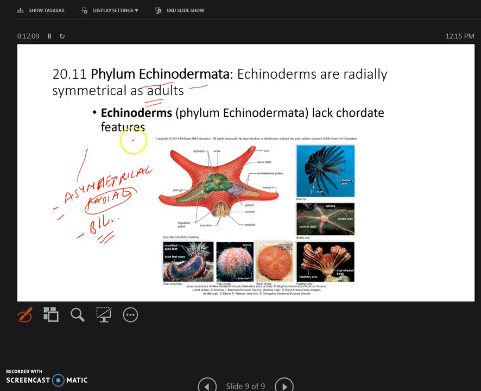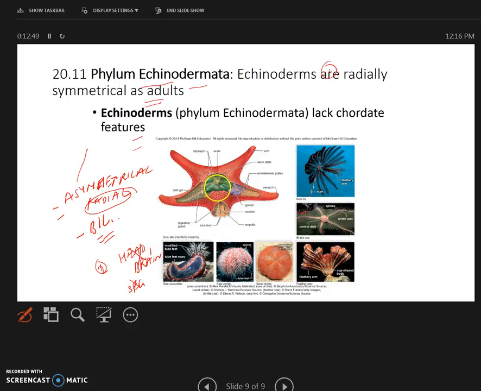The echinoderms, of course, lack all the coelomate features. They are related to the deuterostomes. So what are the characteristics? The adults have radial symmetry. Two, they do not have a head, they do not have a brain, and no segmentation. So no head, no brain, no segmentation. Of course, all these features are found in the larval form.